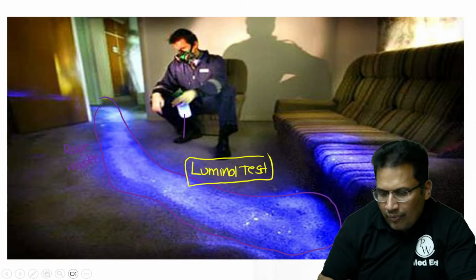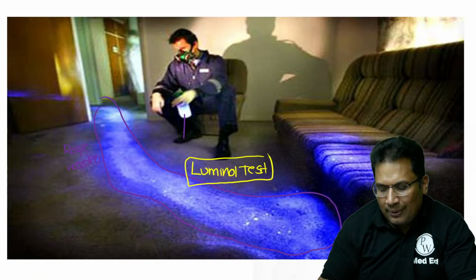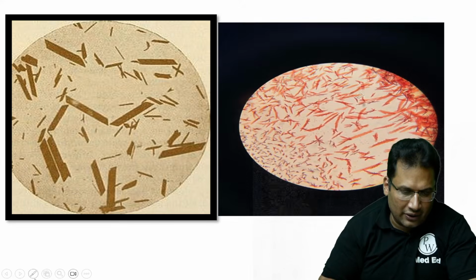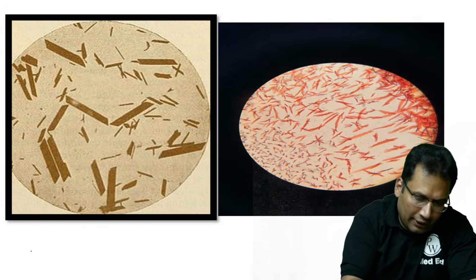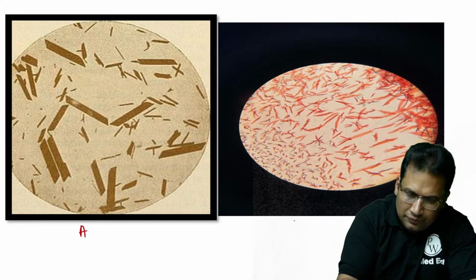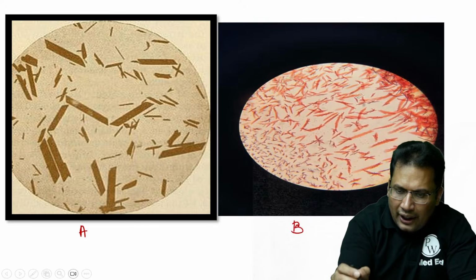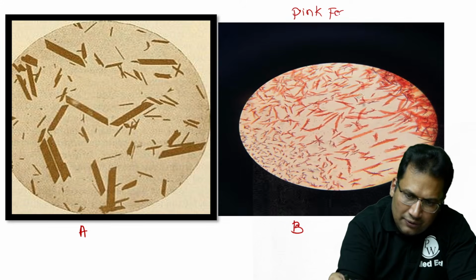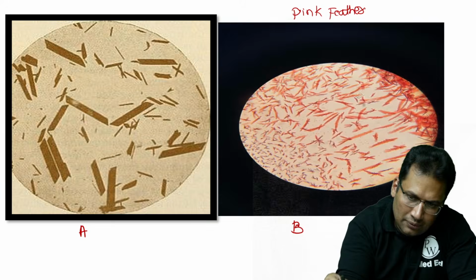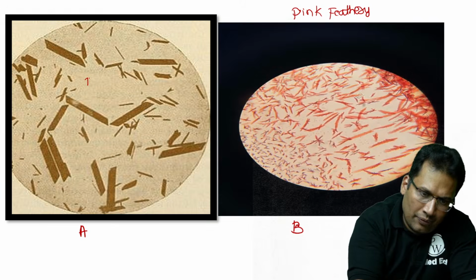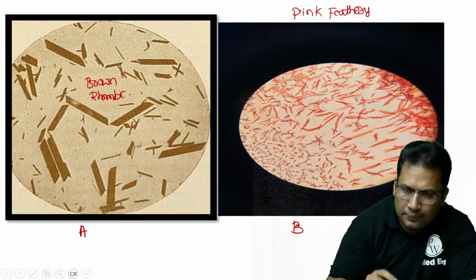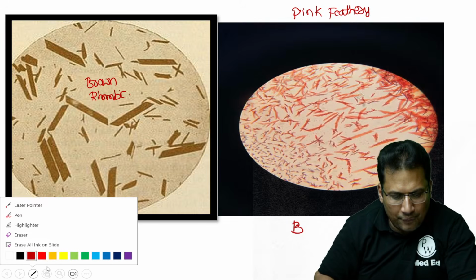Luminol, old wash blister. Now look at these two tests. Again, confirmatory tests, A and B. In A, pink feathery crystals. In B, brown rhombic crystals. So what is the answer? Try.